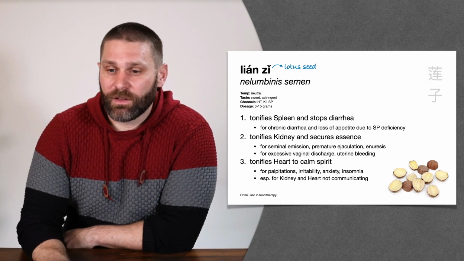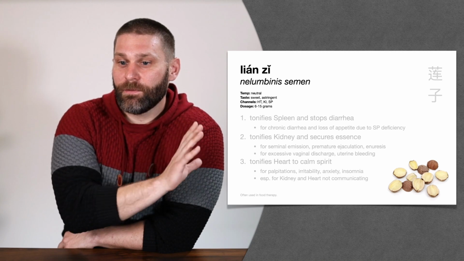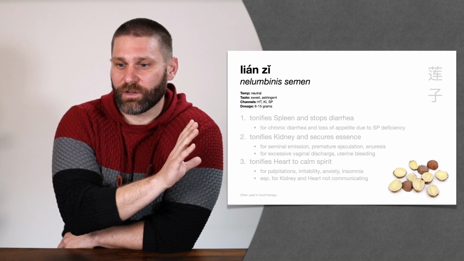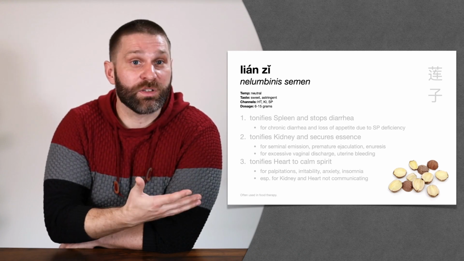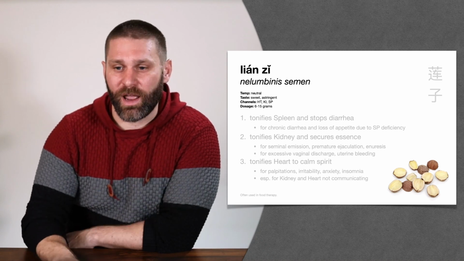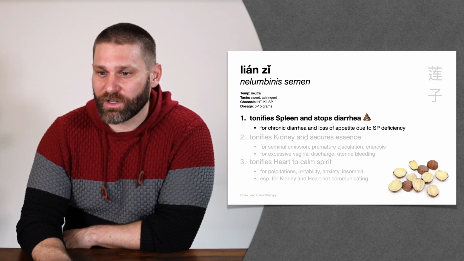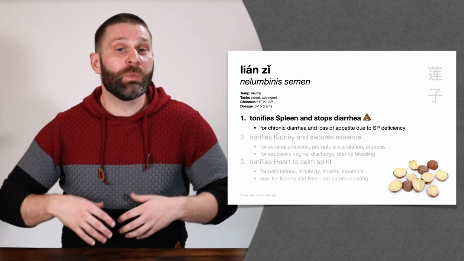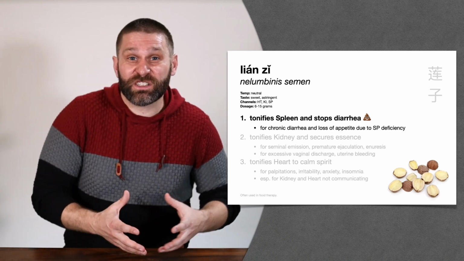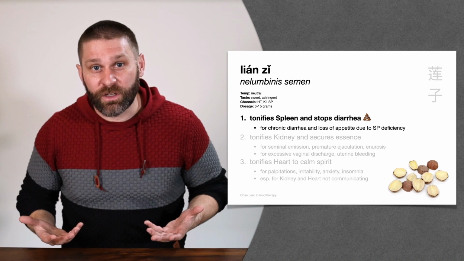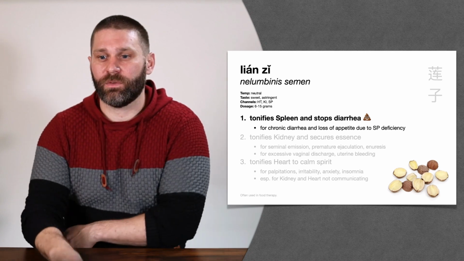So Lian Zi is kind of a special one, a very commonly used one. What makes it special is that it's good for inducing astringency, for stopping diarrhea and stopping kidney leakage, but it's also tonifying. So this is one that's treating both the root and the branch. So we say, number one, it tonifies spleen and stops diarrhea. So for chronic diarrhea and loss of appetite due to spleen deficiency. Here we're using the sweet flavor to tonify the spleen, and its astringent nature to stop the diarrhea. So you have diarrhea due to spleen qi deficiency, and you're treating both the root and the branch at the same time. So that makes Lian Zi very special.